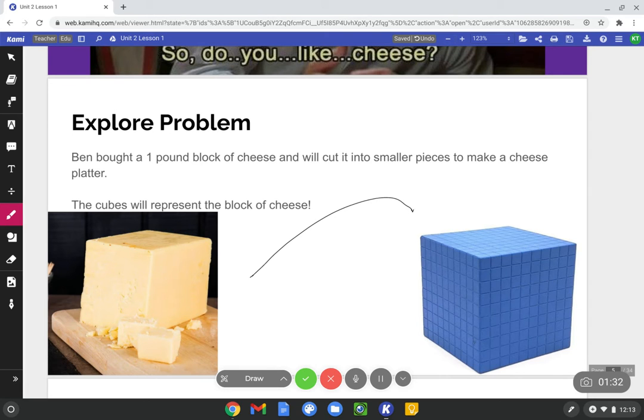So this cube, this block is going to represent our cheese. We're just going to use that because look at how it's evenly broken up. It's very precise. Then we have slices, we have rows, sticks, cubes. This block makes it easier for us to break it up. So imagine that this is a 1 pound block of cheese. So let's label that so we do not forget. 1 pound block of cheese.